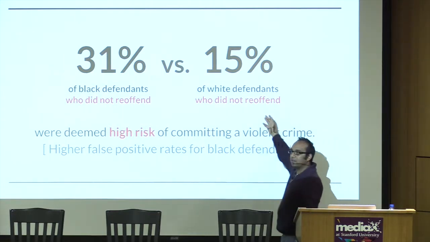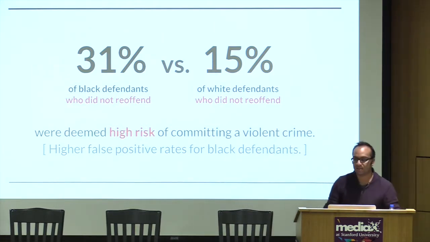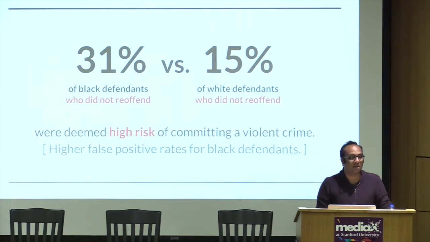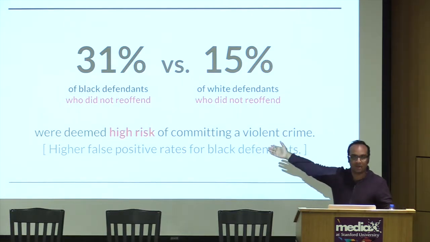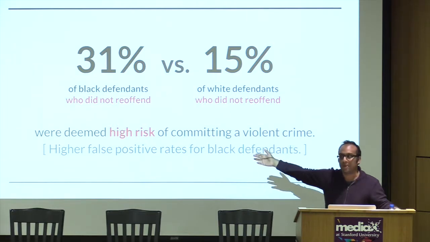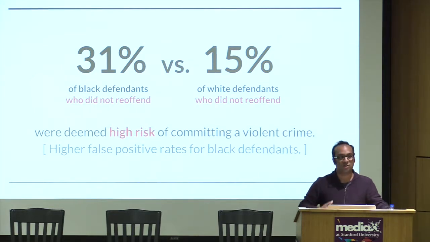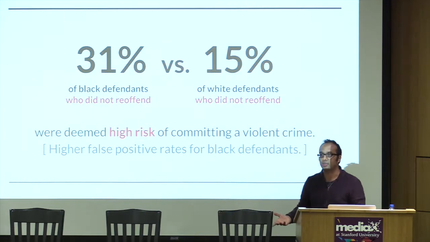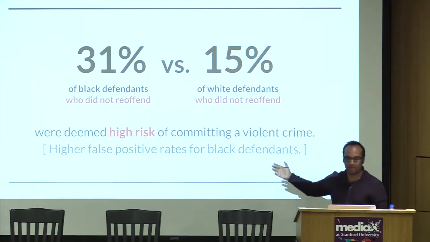Among white defendants who did not reoffend, only about half, 15%, were deemed high risk of committing a future violent crime. So this was called the false positive rate. The false positive rate for black defendants was about twice as high as the false positive rate for white defendants. And again, having the algorithm recommend or suggest that you're high risk leads to all these potentially harmful outcomes to defendants, to their families. And so this was used to illustrate potential bias in the algorithm.